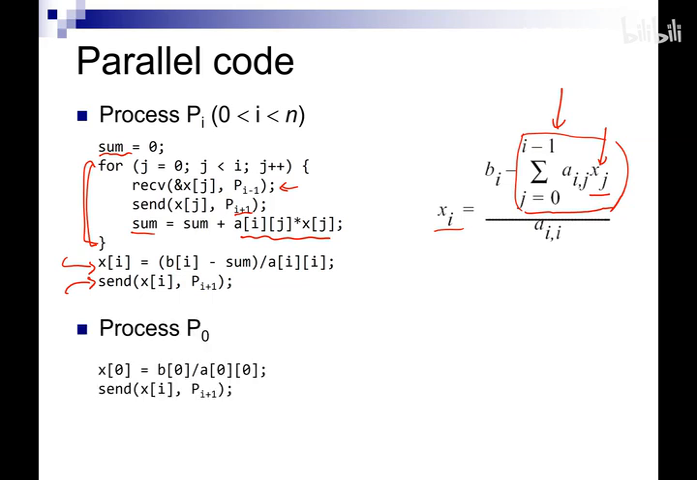Right, and then process 0 can compute x0 directly, and he's going to send that over to process 1.